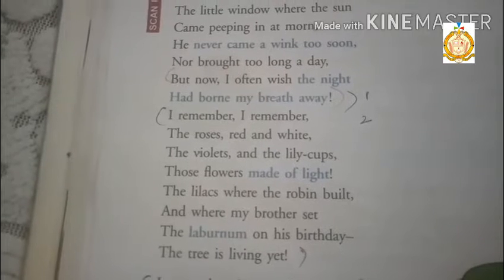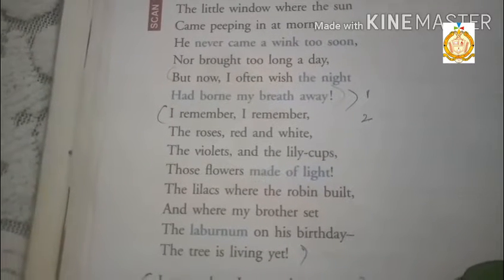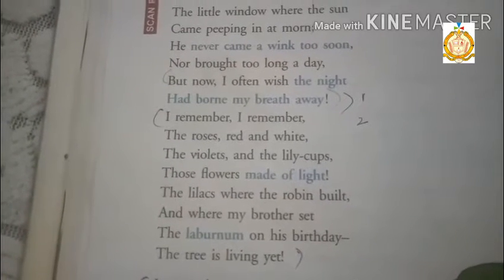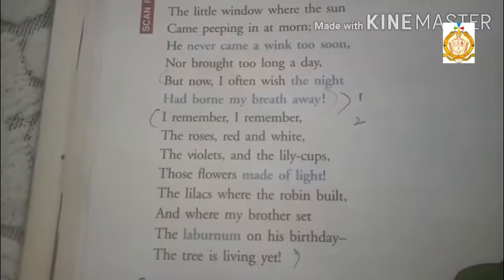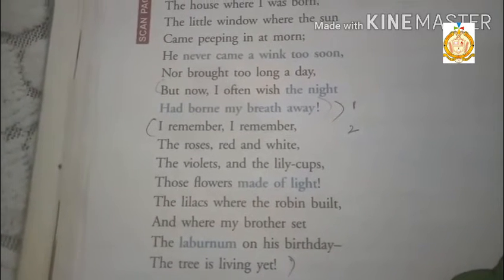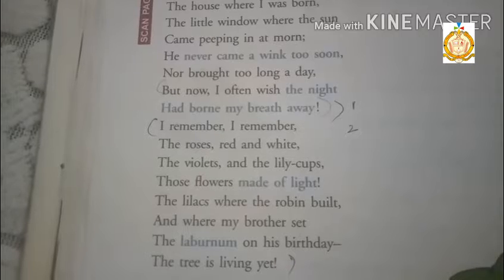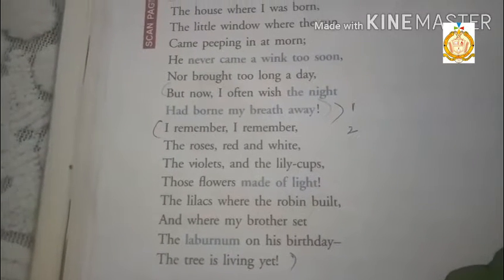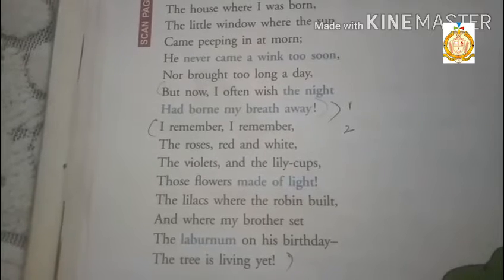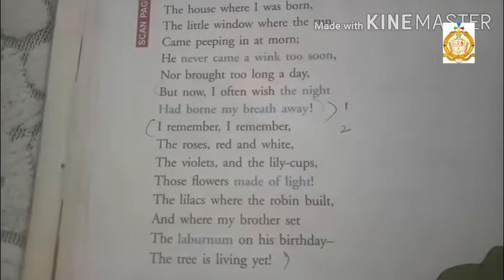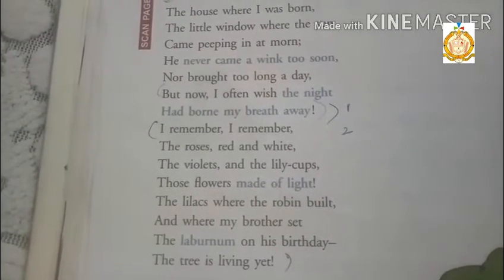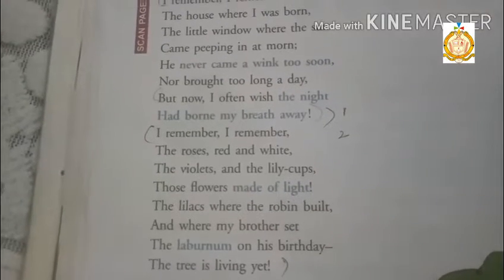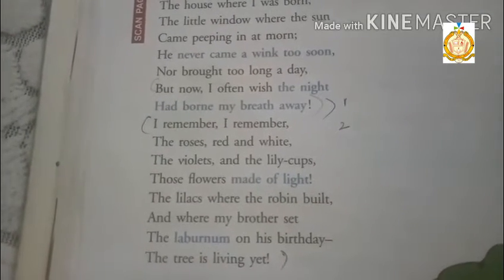Later he talks about the laburnum. Laburnum is a kind of tree which his brother had planted on his birthday. The line "tree is living yet" might convey 2 meanings. The first one is the person who has planted it, that is his brother, is no more, whereas the tree is living. The second one is the tree is living and growing, but the poet is decaying.